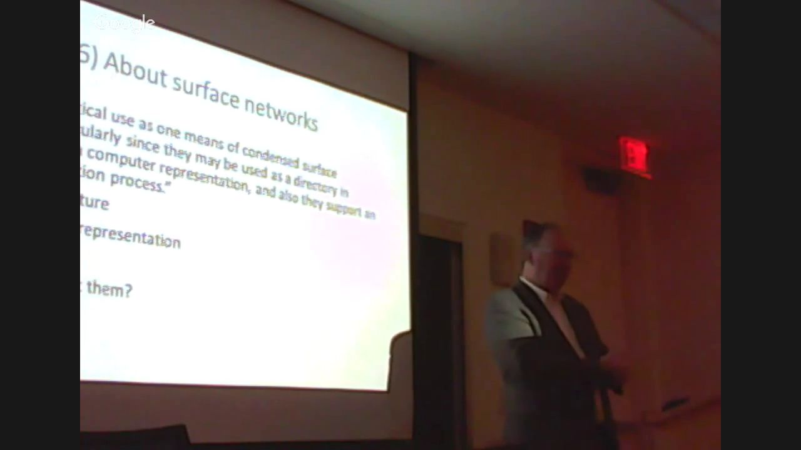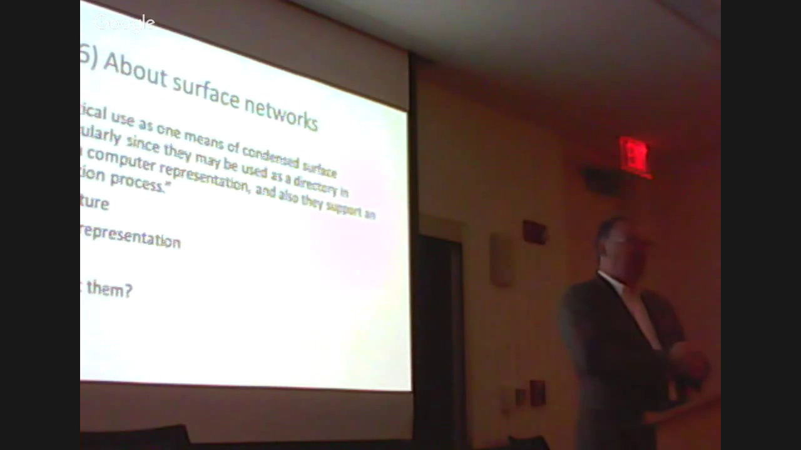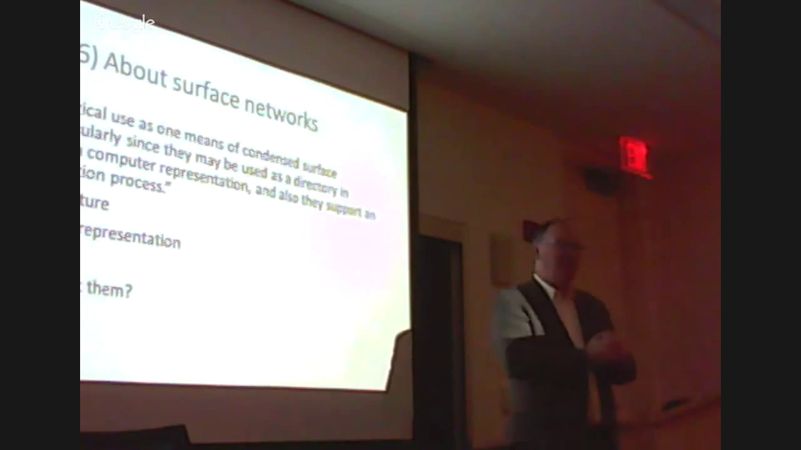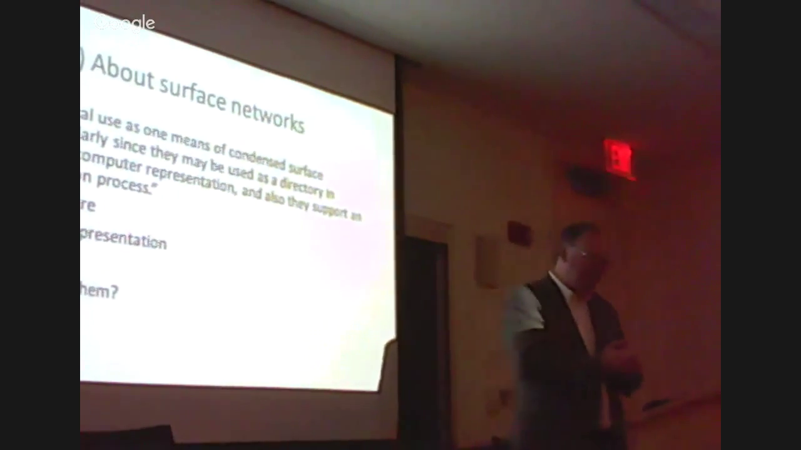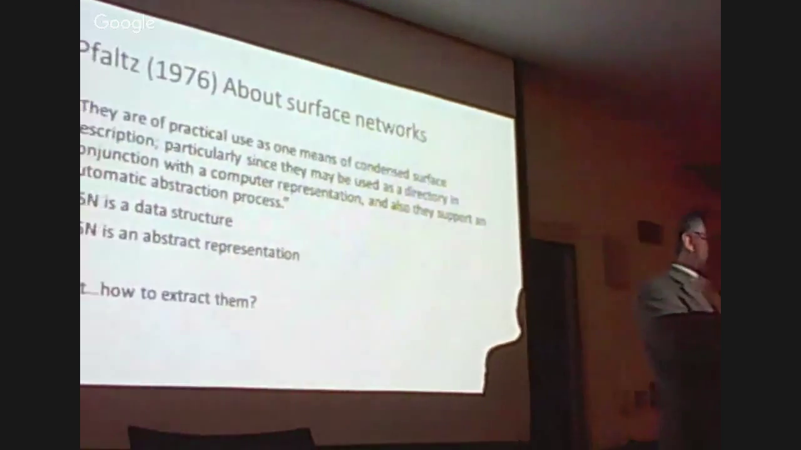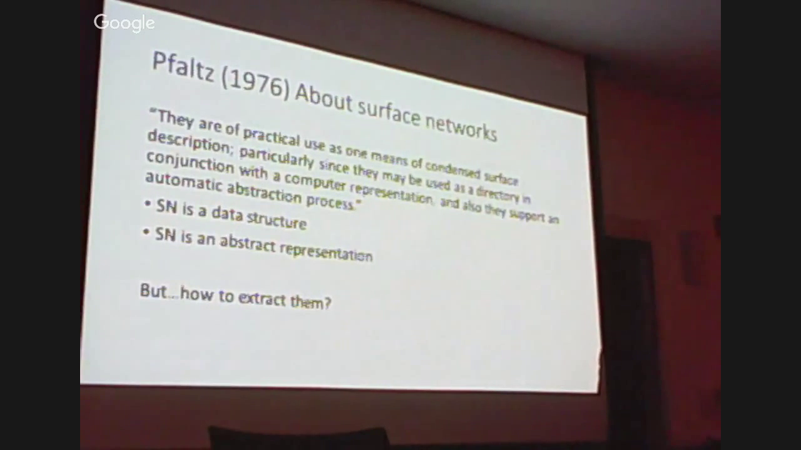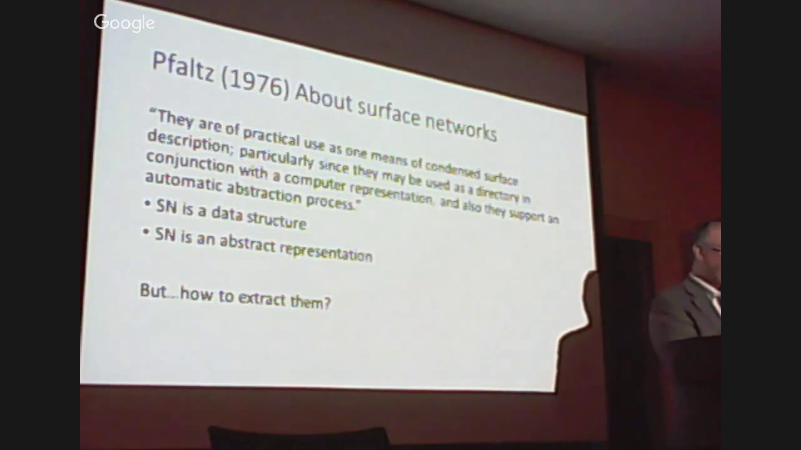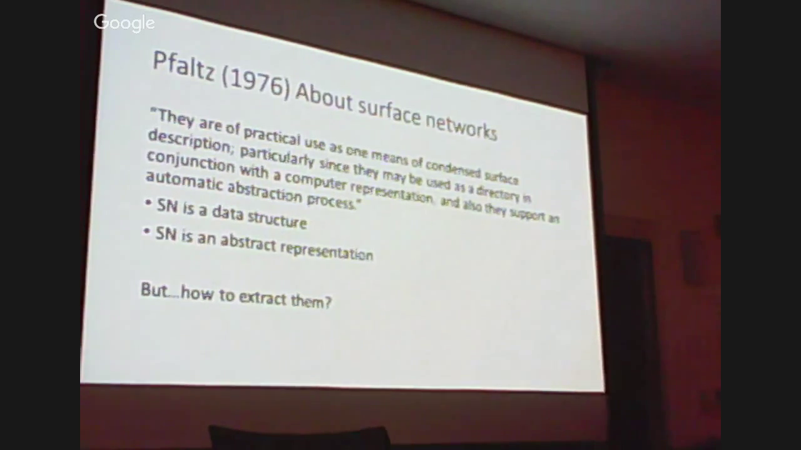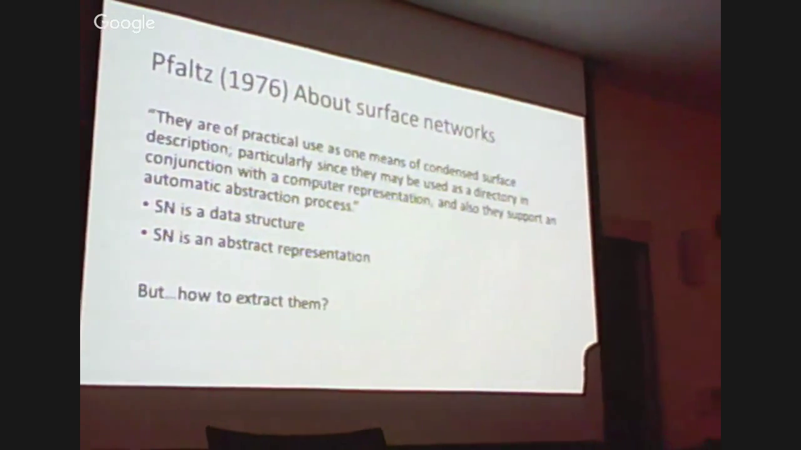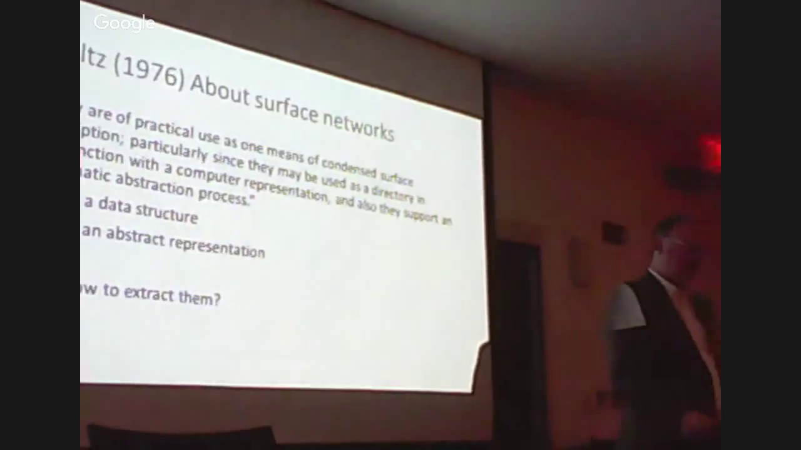Pfaltz on surface networks said there are practical uses. One means a condensed surface description. And much of the early literature saw digital elevation models, even at 90 or 100 meters, as being massive amounts of data. So the desire was to actually compress them, make them smaller. They would have had nightmares if they knew about 1 centimeter digital elevation models. Condensed surface description, particularly since they may be used as a directory in conjunction with computer representation, and therefore support automatic abstraction processes, and this idea of abstraction being the surface network.